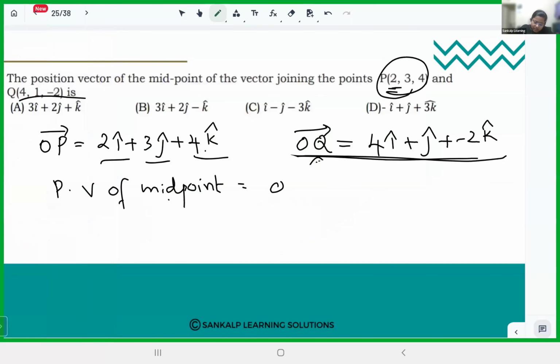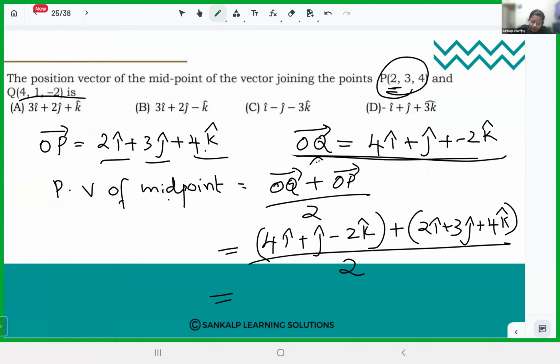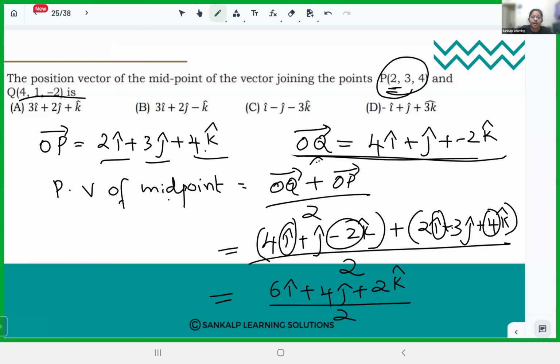Here you can write this one as vector OQ plus vector OP divided by 2. So this is equal to 4i plus j minus 2k plus 2i plus 3j plus 4k. So these are the vectors. Then divided by 2. Now add the components of the i. They are 4 and 2. So 4 plus 2 is 6i. Then 1 and 3. 1 plus 3 is 4. So it is 4j. Then minus 2 plus 4, minus 2 plus 4 is plus 2k, divided by 2.